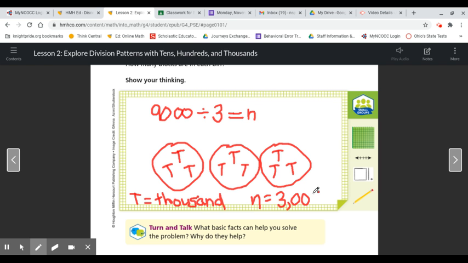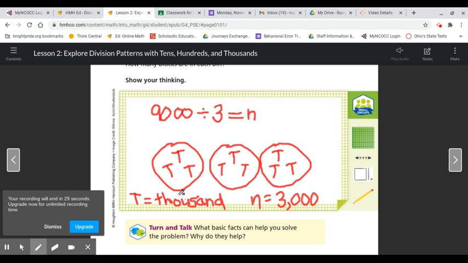Okay, now I want you to look back up at the equation at the top. Do you see a basic fact there? How about 9 divided by 3? 9 divided by 3 is 3. And then let's look at the zeros that we had in our first number in the equation, and it had 3 zeros. Is that the same answer that we came up with from our model?